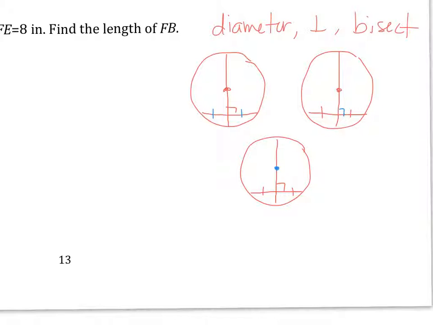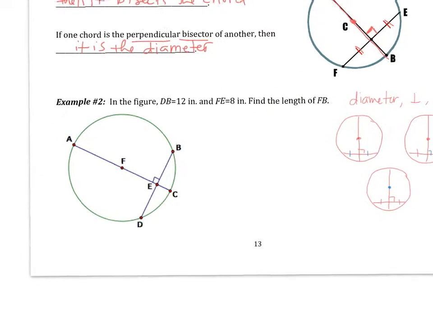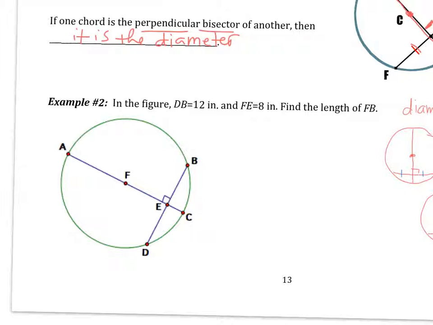Questions with that? Take a look at this example. It tells me that DB is equal to 12. Why am I given that information? What am I supposed to do? Divide it in 2. So DE is equal to 6 and EB is equal to 6. Then it says that FE is equal to 8. Okay, so I'm going to put an 8 there. Find the length of FB. Well, FB isn't even drawn, so I'm going to draw that in. How can I find the length of FB?